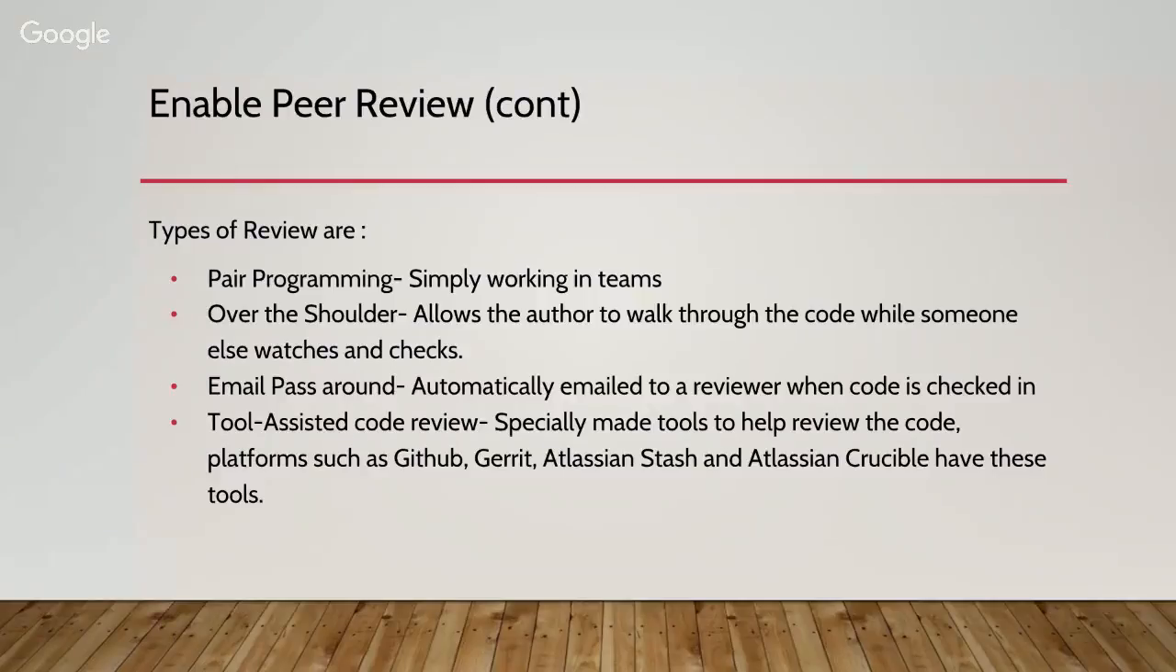The different types of review are pair programming, where from the beginning you work in a team and you check each other as you go along. Over the shoulder reviewing allows the author to walk through the code while someone else watches and checks. This can be great for people who are less familiar with the code. It allows the author to show them how it works while they can still keep an eye on did you dot your I's and cross your T's.